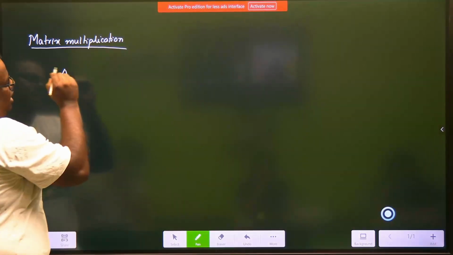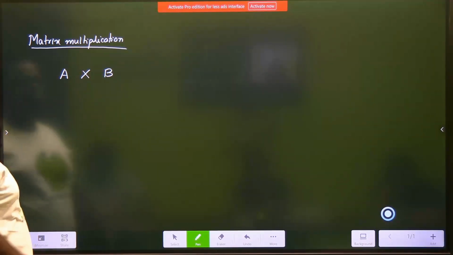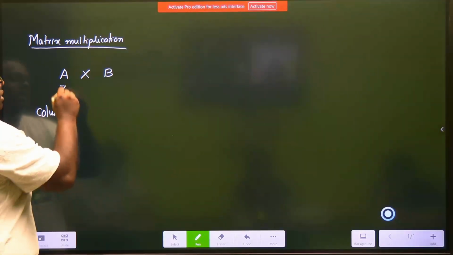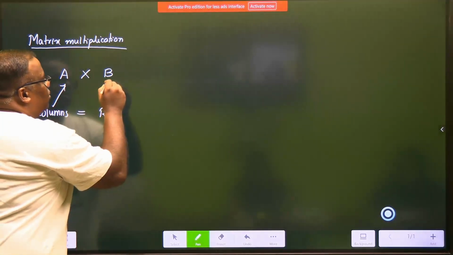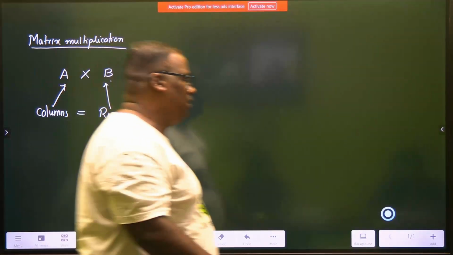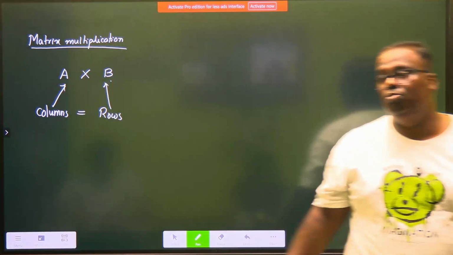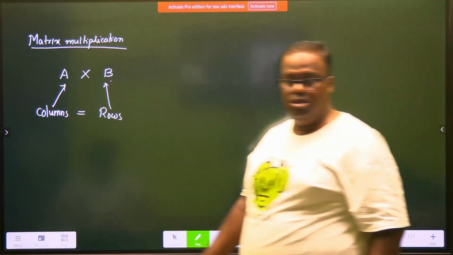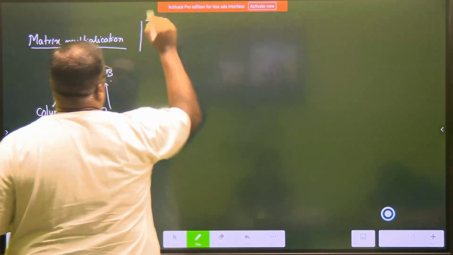A matrix A can be multiplied with a matrix B if and only if the columns of A equate with the rows of B. Have you understood? Two matrices can be multiplied only if the columns of A, columns meaning the one with whom you are starting, match with the rows. So you should always remember one diagram when you make matrix multiplication. This diagram, always remember this.